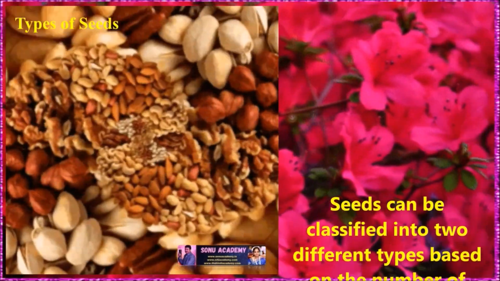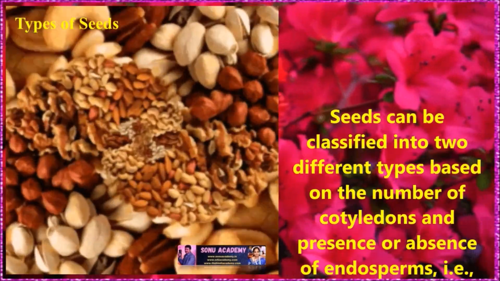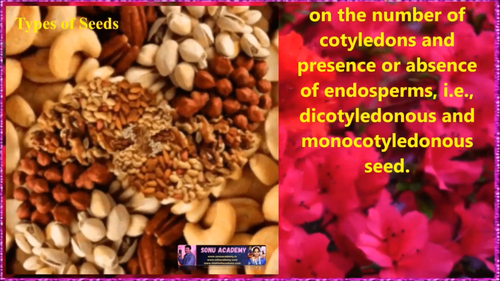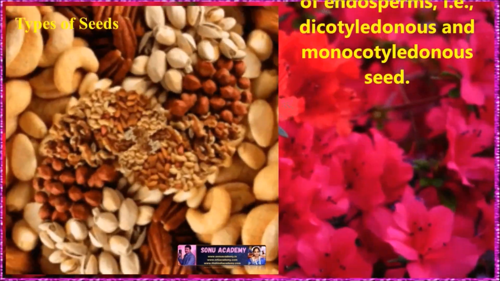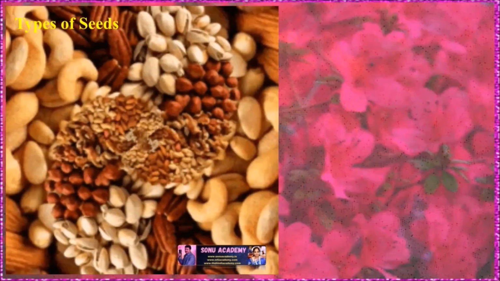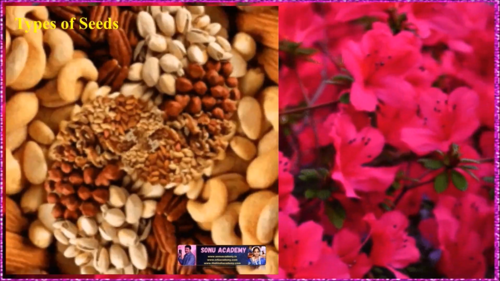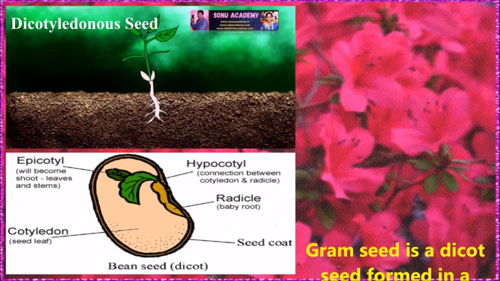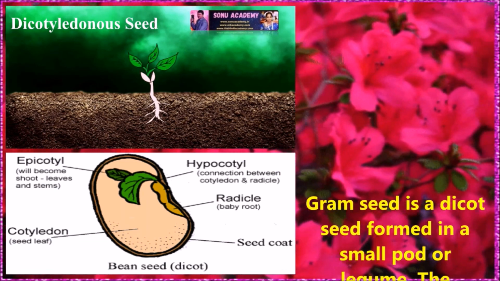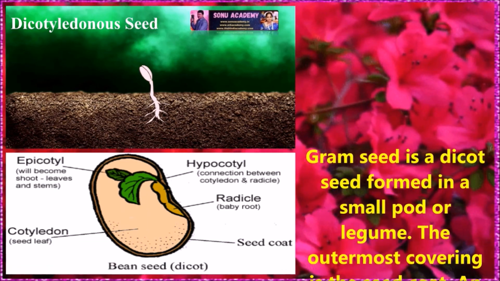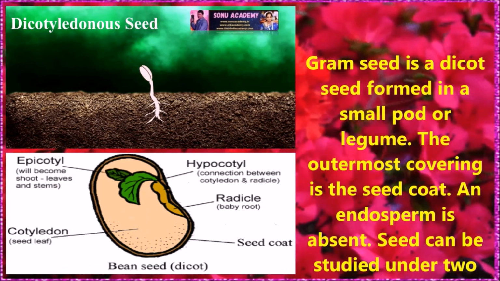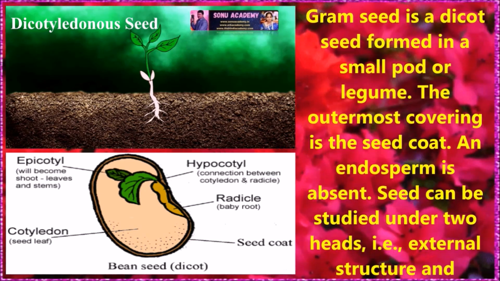Types of seeds. Seeds can be divided into two types based on the number of cotyledons and the presence or absence of endosperm, that is, dicotyledonous seeds and monocotyledonous seeds. Now let us discuss dicotyledonous seeds. Gram seed is a dicot seed formed in a small pod or legume. The outermost covering is the seed coat and endosperm is absent.